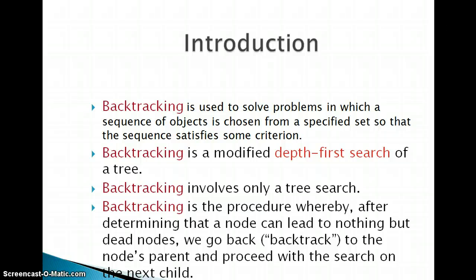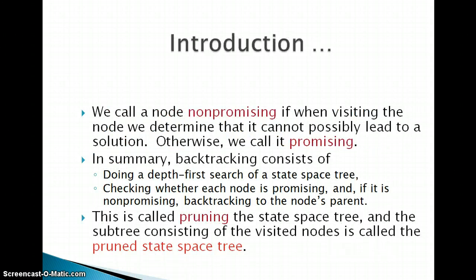In a tree we can backtrack from a leaf node to a parent node. If we reach the leaf nodes and there are no more nodes, then we can only go back to the parent node, as well as go to another child of that parent. If we find the leaf node is the solution, then we say it's promising, otherwise we say it's not promising.